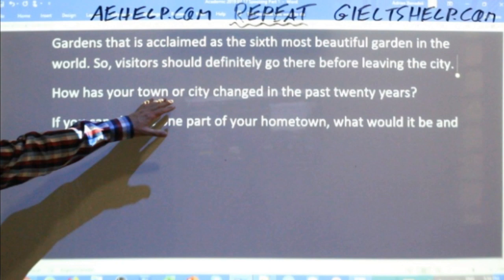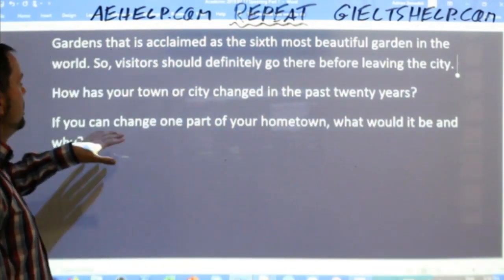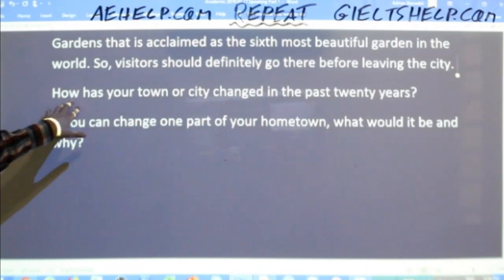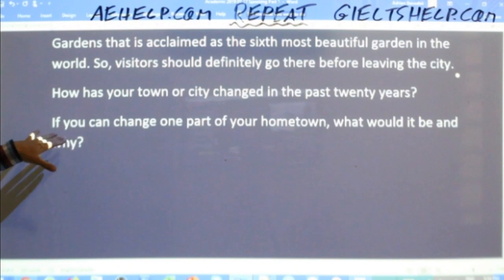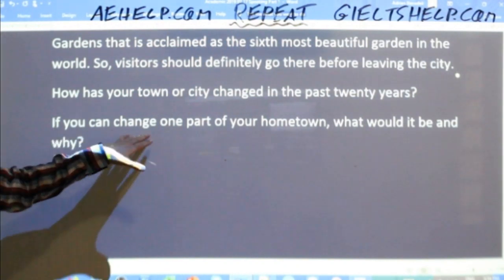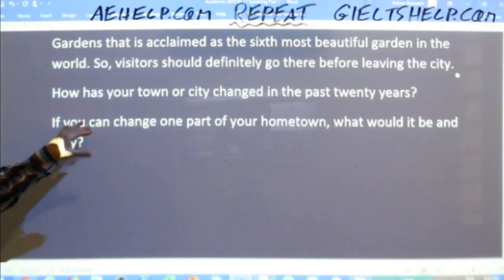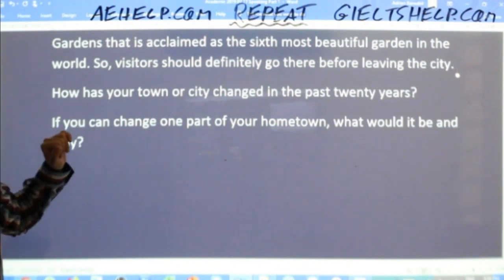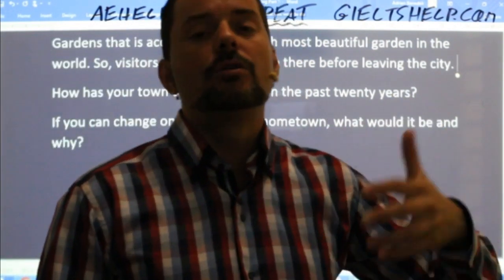All right, students, two more questions. How has your town or city changed in the past 20 years? This is present perfect. How has? So your answer has to be present perfect. And one final question in conditional. If you can change one part of your hometown, what would it be and why? This is a conditional. So your answer should be conditional. I will leave these two questions for you to do on your own for homework.